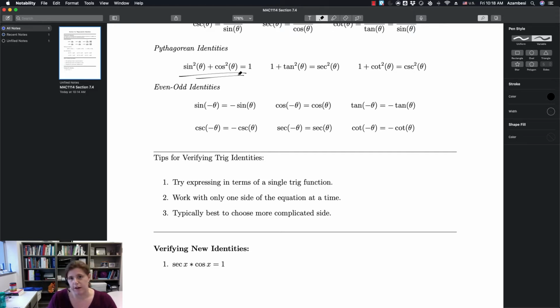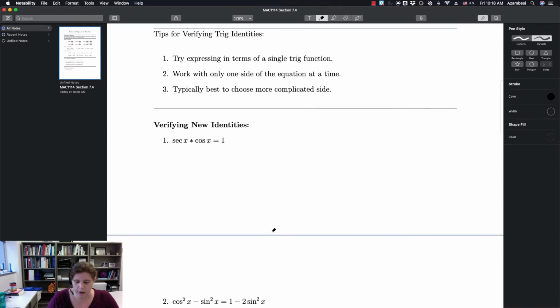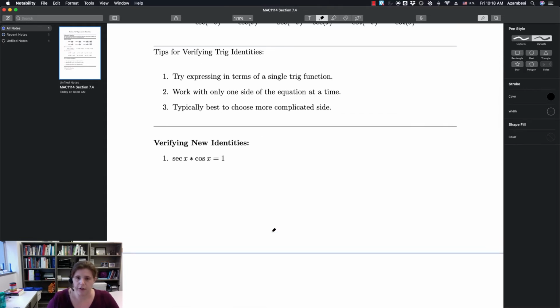And you can't verify something if you add and subtract from both sides. It's typically best to choose the more complicated side because it's easier to make something less complex than it is to make something more complex. So we'll go through some and how to pick a side as we go along. All right. My strategy for how we're going to work these things is if we're verifying identities, I'm going to work under the identity on the verification part.